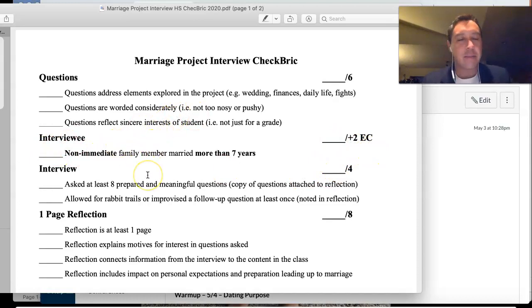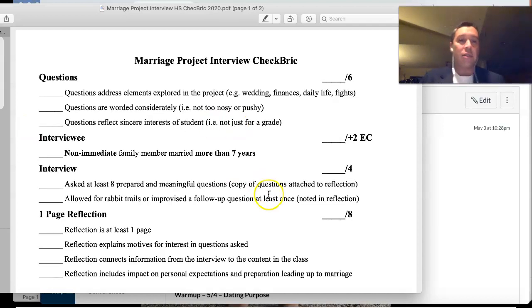This category is turned into extra credit. Before, it had to be someone who is not an immediate family member who's been married for more than 7 years. If you meet those criteria, you get 2 extra credit points. You can interview your parents because I understand that things are weird. So if you can run a Zoom interview or something like that with someone who isn't a family member and has been married that long, you'll get 2 points extra credit on this.